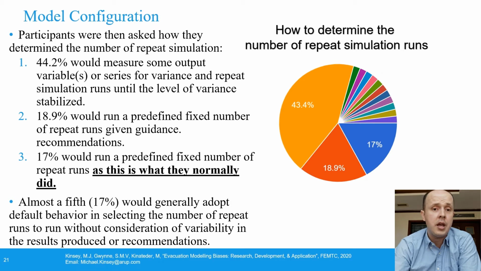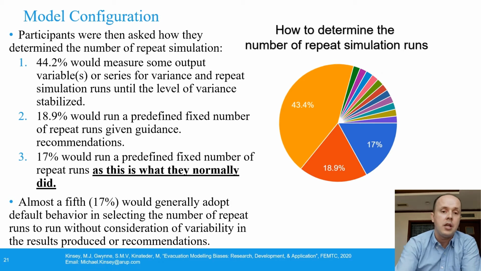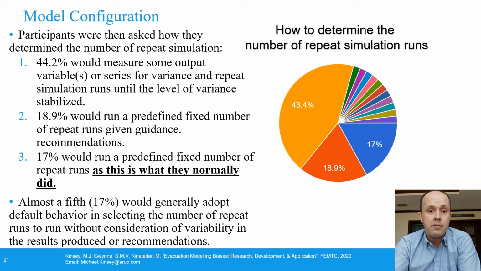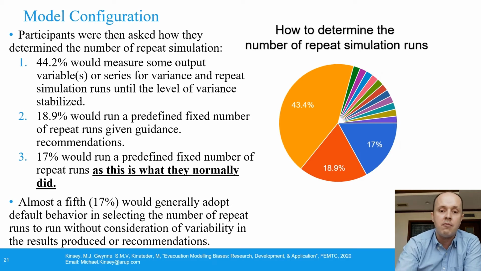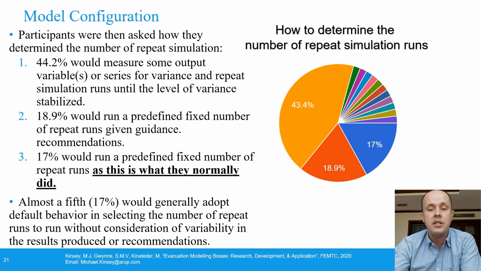When we asked the participants how they would decide the number of repeat simulation runs they should run, 44.2% said they would measure some output variable or variables of the repeat runs until the level of variance stabilized. Number 2, we had 18.9% run a predefined fixed number of repeat runs based on guidance, and then 17% said they would run a predefined fixed number of runs as this is what they normally did. So the interesting thing for us here, when we're looking at bias, is number 3. There's a number of people that would just run what they've previously done in the past, and again that could be due to some level of familiarity.